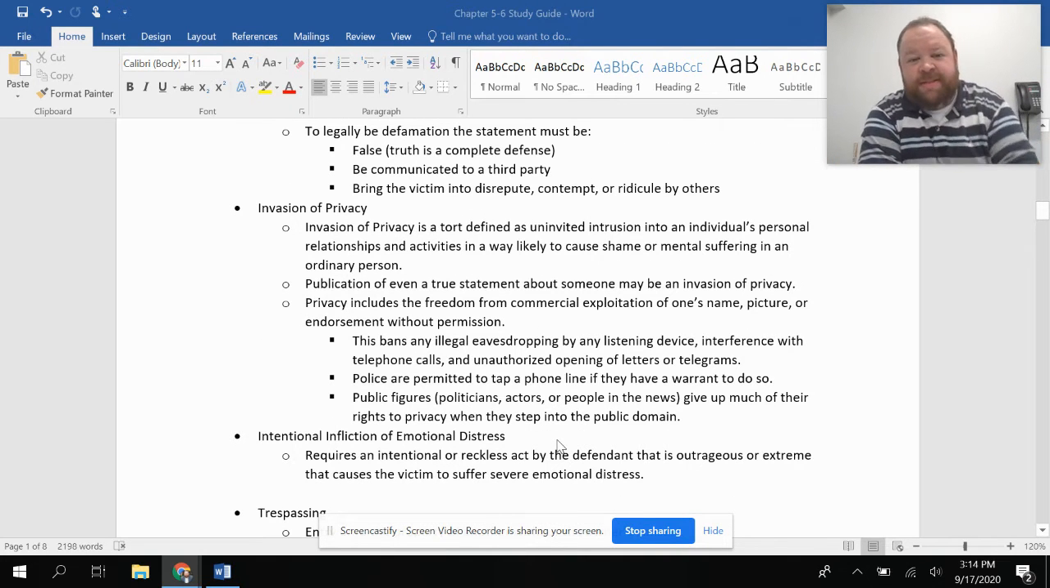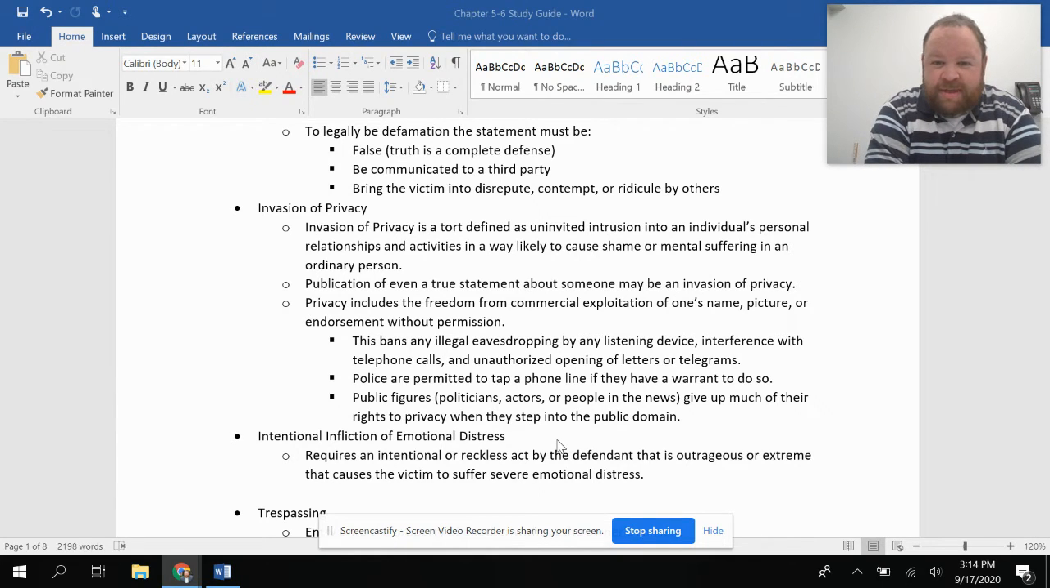Invasion of privacy. This is a tort defined as uninvited intrusion into an individual's relationship and activities in a way that causes them shame or mental suffering. So publication of even a true statement by someone could be invasion of privacy. Privacy includes the freedom from commercial exploitation of one's name, picture, or endorsement without permission. So this bans illegal eavesdropping. Police aren't allowed to tap your phone lines or anything unless they have a warrant.